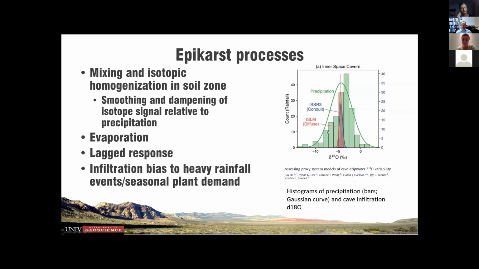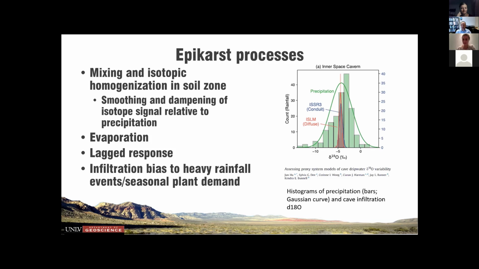So the plot on the right is a histogram where the bars are showing the delta 18O values of precipitation above the cave site. And the very narrow dark colors in the middle show the delta 18O values of the drip waters. So you have a much more restricted value because of smoothing and dampening of that signal.